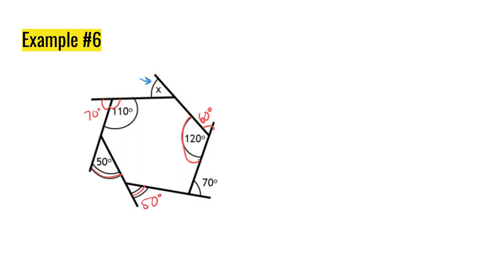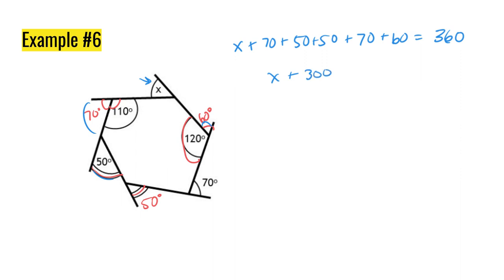I'm going to start with this x, and I'm going to start adding them up as I go across. X plus 70 plus 50, another 50, another 70, and then lastly, this 60 right here. I know that these all need to add up to 360 degrees. Go ahead and use a calculator. You get 300 for all of those values added up. Subtract 300 from both sides, and I get that x equals 60 degrees right there, and that's my exterior angle.